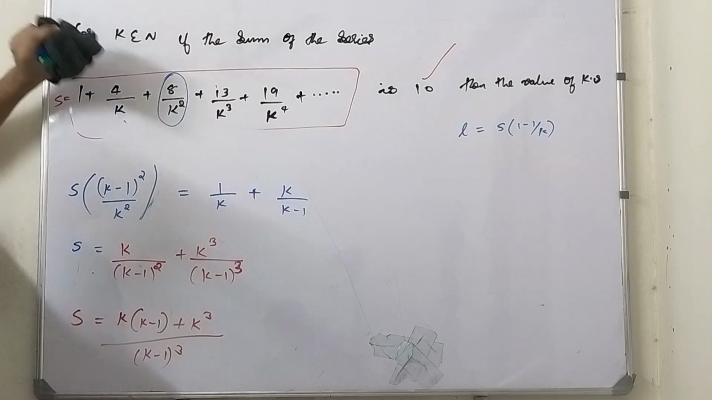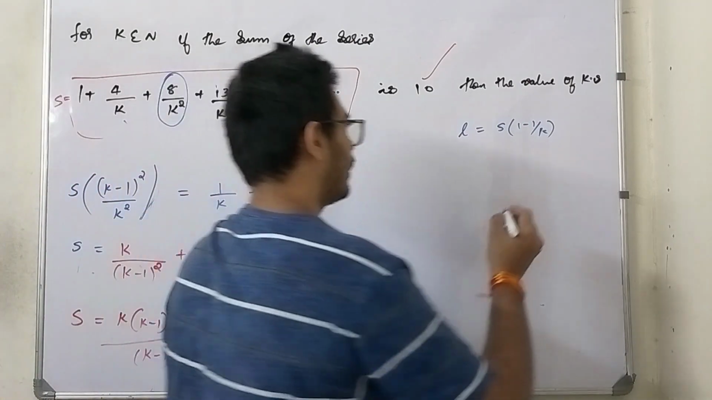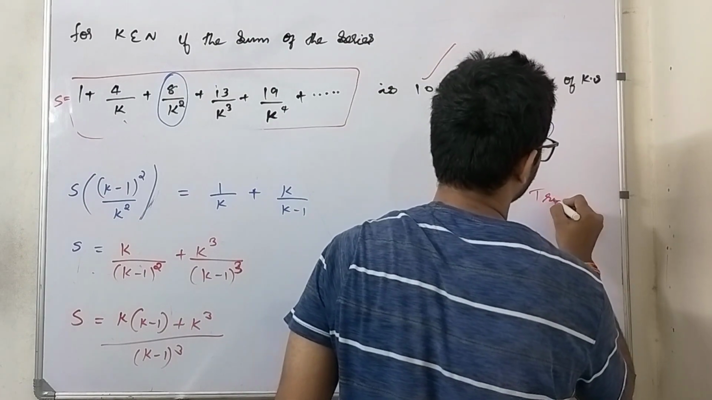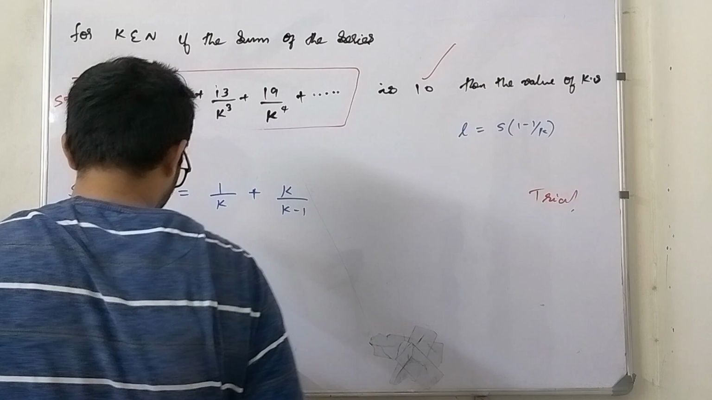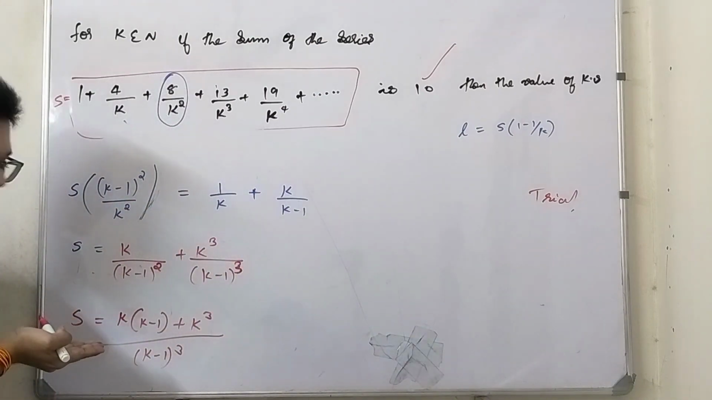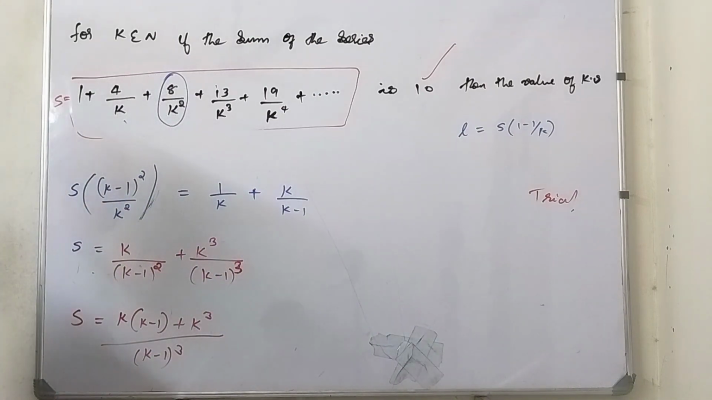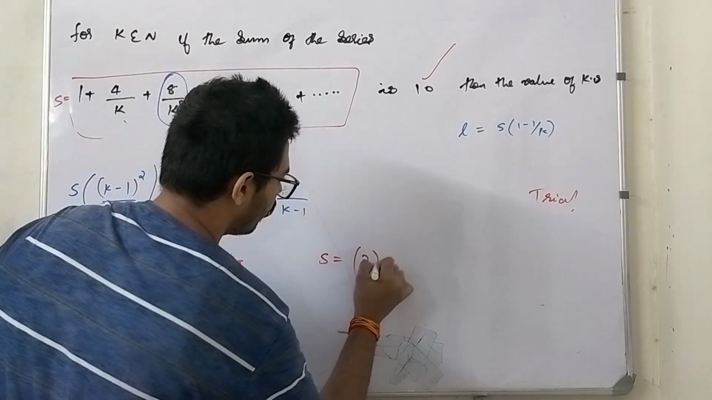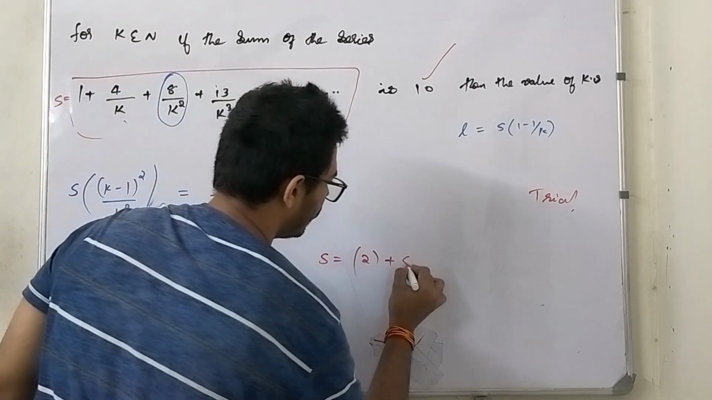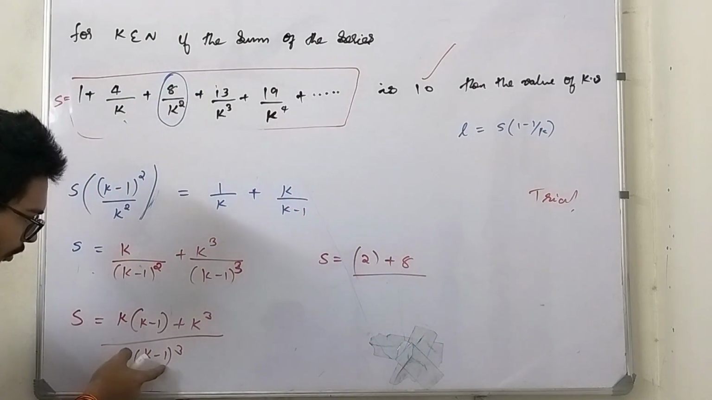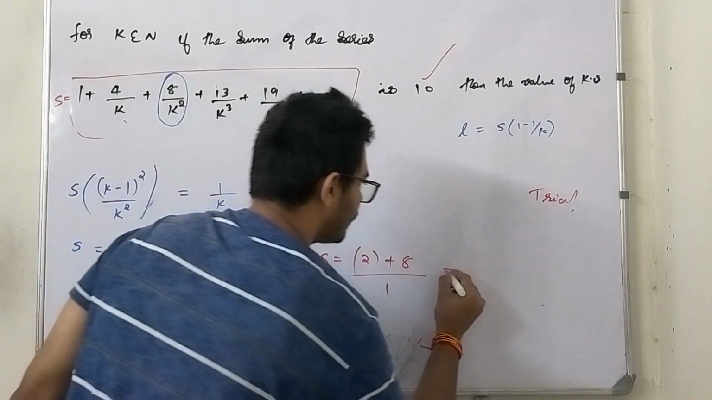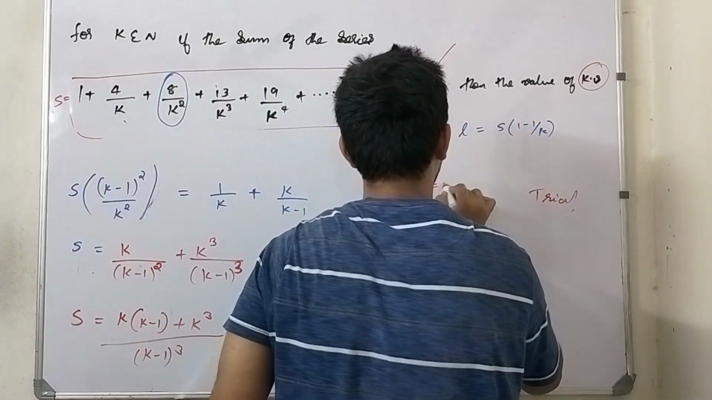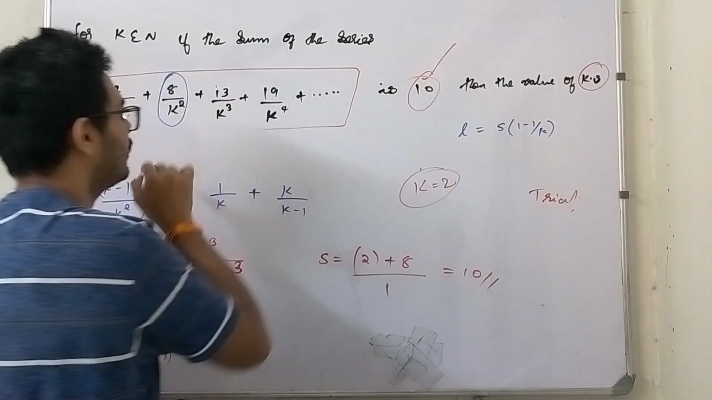And a lot of options are given in the question. In the options, what I have done is I have used the trial and error method. I have put a random value of k. I have put the value of k as 2. I got S equal to 2 into 2 minus 1 is 1, plus 2 cube is 8, the whole divided by 2 minus 1 is 1, 1 cube is 1, it is 10. So the value of k is 2, you will get the value of S as 10.